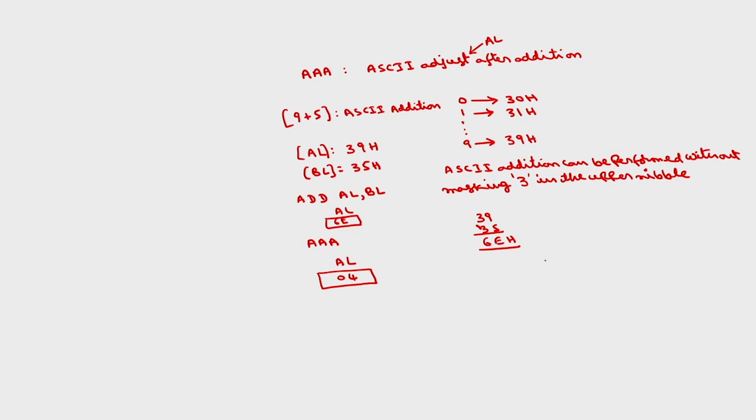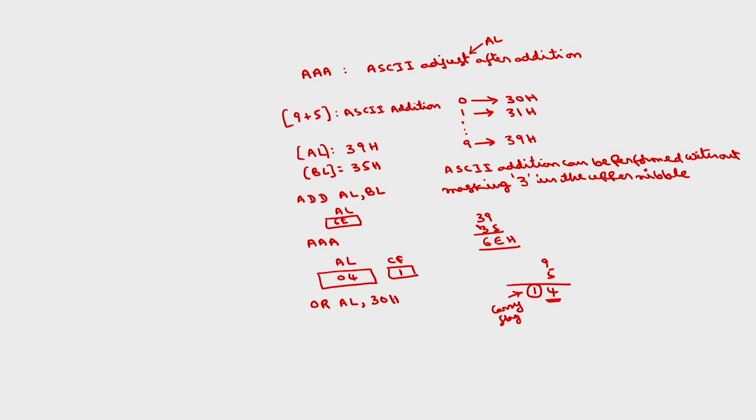Why 0-4? Because 9 plus 5 is in fact 1-4. So the carry flag will be set, and the result is only 4, because AL is an 8-bit register and will store only 8 bits. So the 16-bit result is not stored, but the carry flag will be set here. If I want this result in ASCII, 9 plus 5 should be 14. For 1 the ASCII code is 31H, for 4 the ASCII code is 34H. To get this 34H, we can do ORing, we write something like OR AL comma 30H.